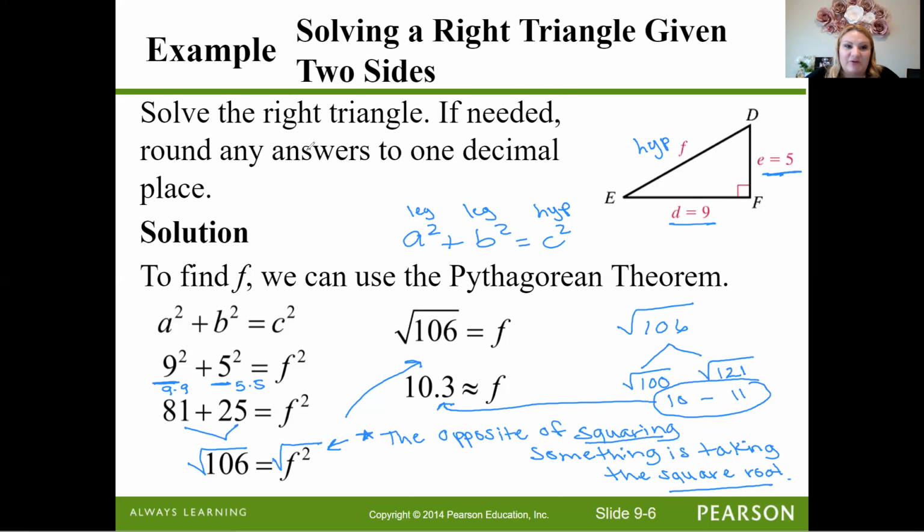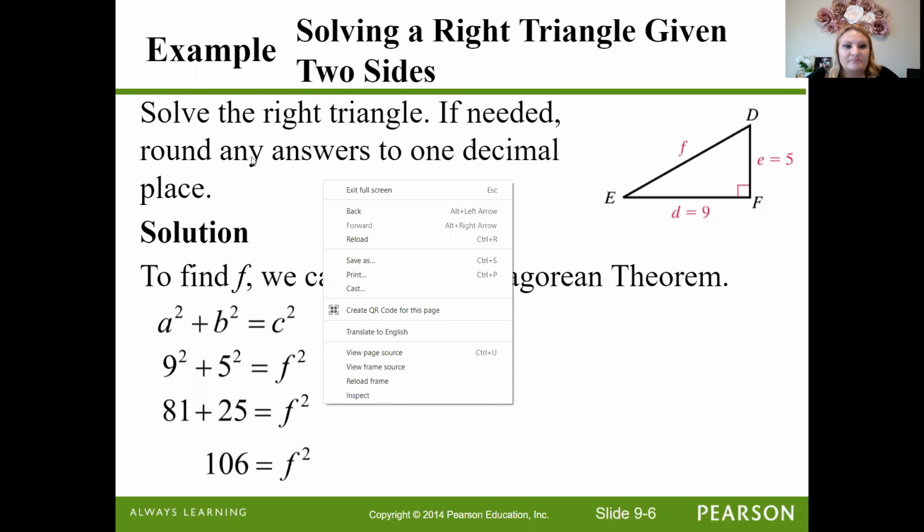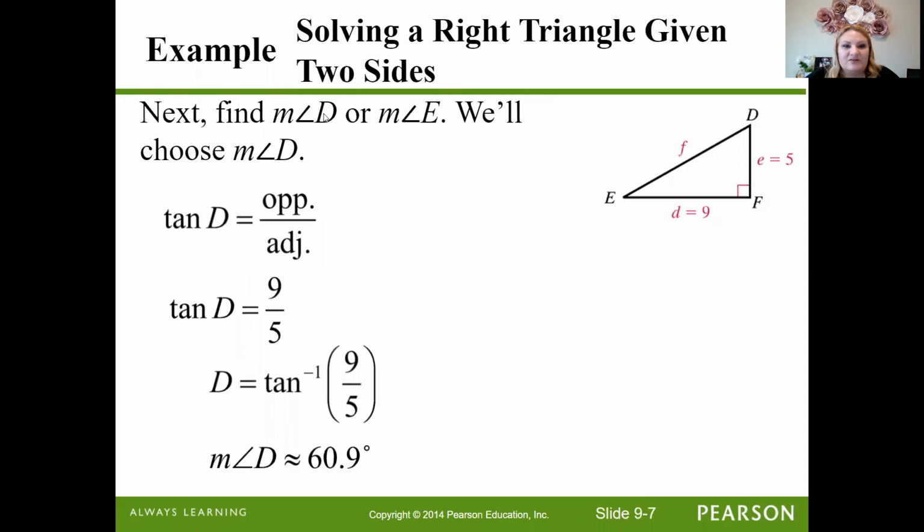So that's like a little bit of a review going over the Pythagorean theorem. So next, I'm going to talk to you a little bit about solving a right triangle given two sides. Next, we're going to find angle D or angle E, and we're going to choose which one to solve first.